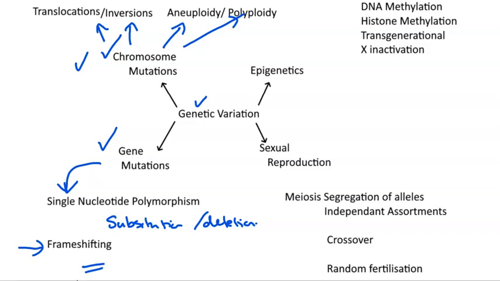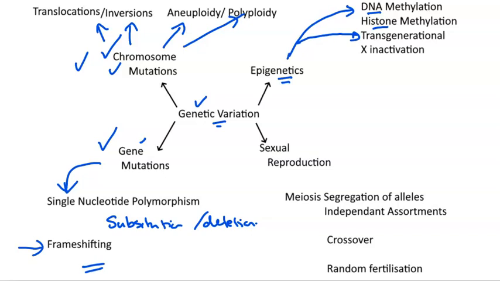So other sources of genetic variation, other than changing chromosomes or the genes, are the influence of the environment on the expressions of genes. Here we've already studied the methylation of DNA, the methylation of histones. Some of those changes are transgenerational, that is to say that it's possible to inherit them from one generation to the next.